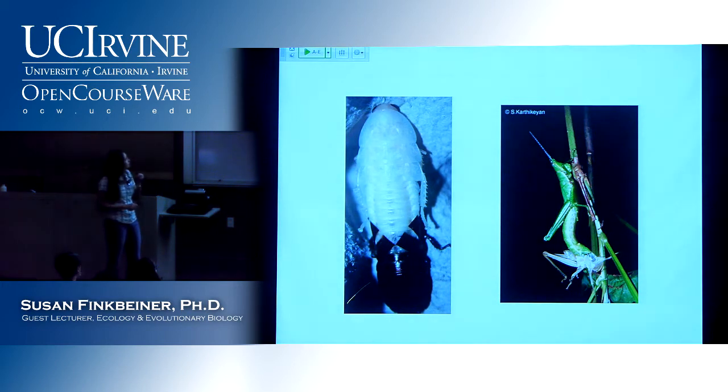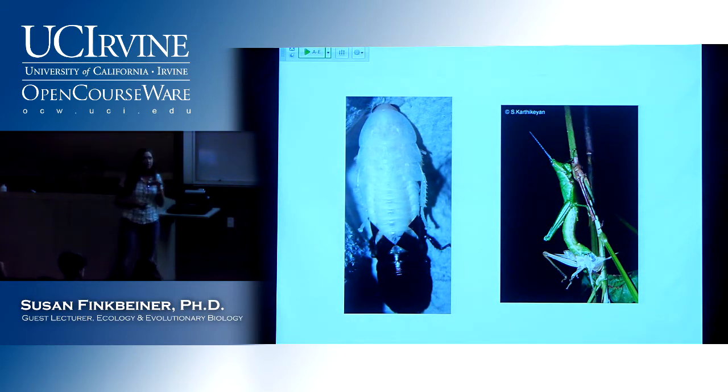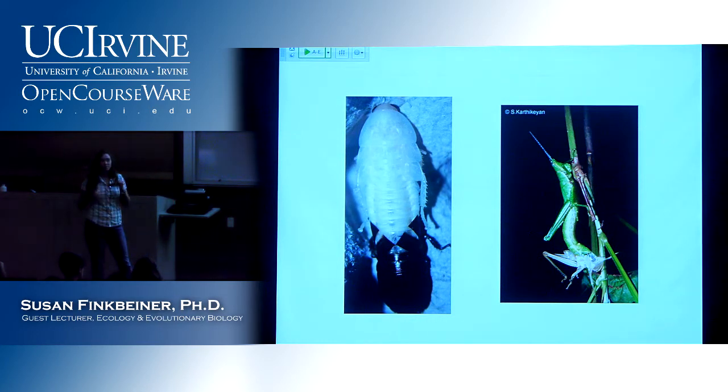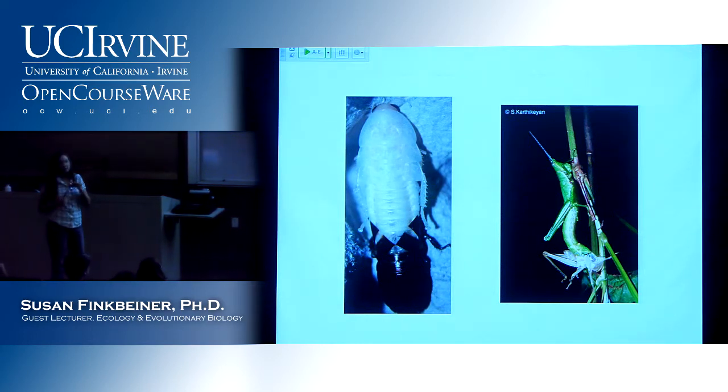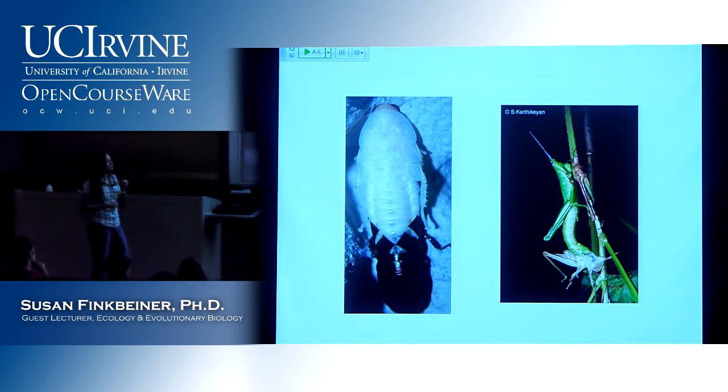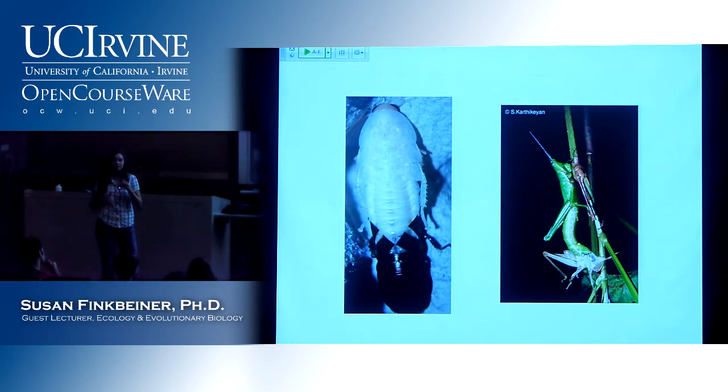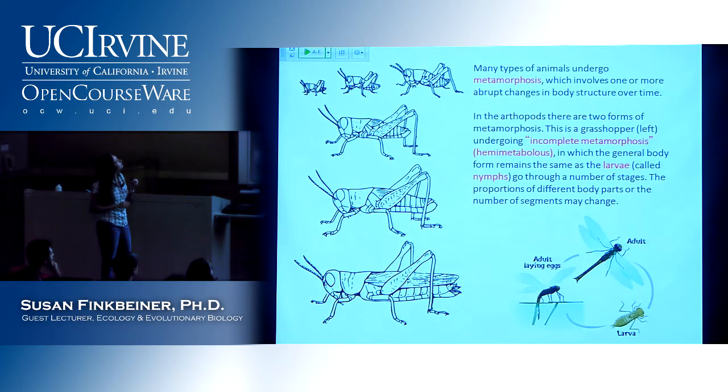So here on the left we have a hissing cockroach that has just molted. I used to keep these as pets and I always wondered, why are they so white when they molt? What is that all about? And it turns out when they molt, their exoskeleton is actually very soft, and it takes about 2 to 3 hours to sclerotize, or to harden. And so when insects do molt, they need to find a very safe place to do this because they're very vulnerable and susceptible to predation when they're in this soft state. And here's a katydid that has just molted.